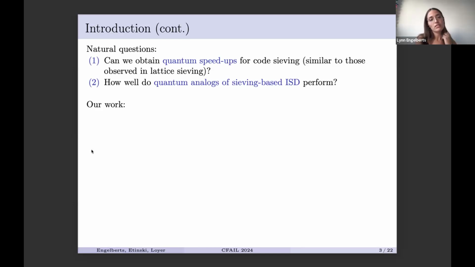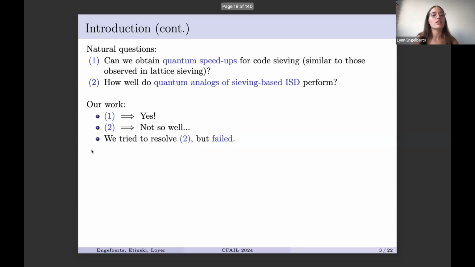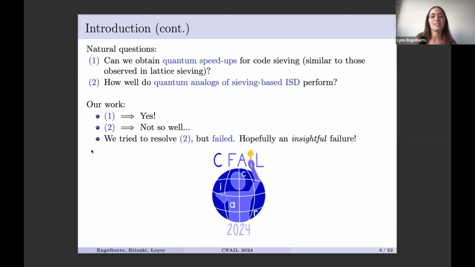And what we showed is that the answer to the first question is yes. So that's nice. There are quantum speedups for code sieving, or nice, depending on how you look at it. And the second question we answered with not so well. The quantum analogs that we consider do not outperform any of the quantum ISD algorithms. We tried to resolve this issue, but we failed. However, hopefully an insightful failure, which is why we tried to present it here.